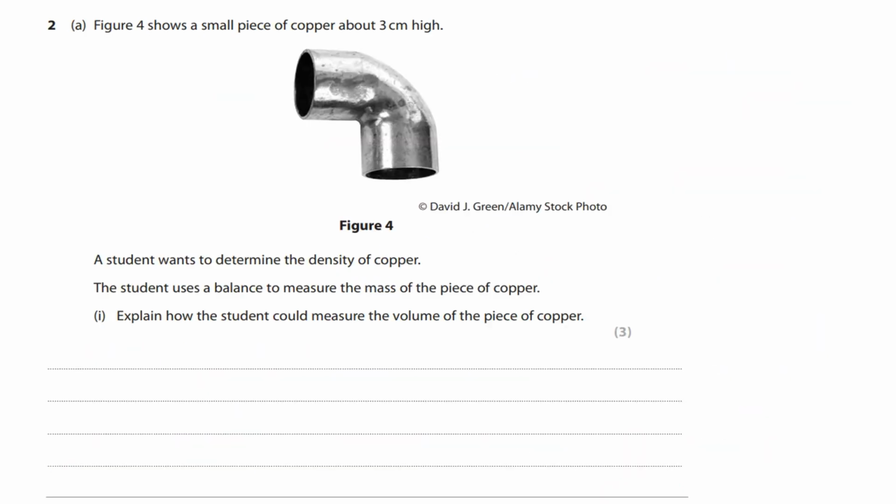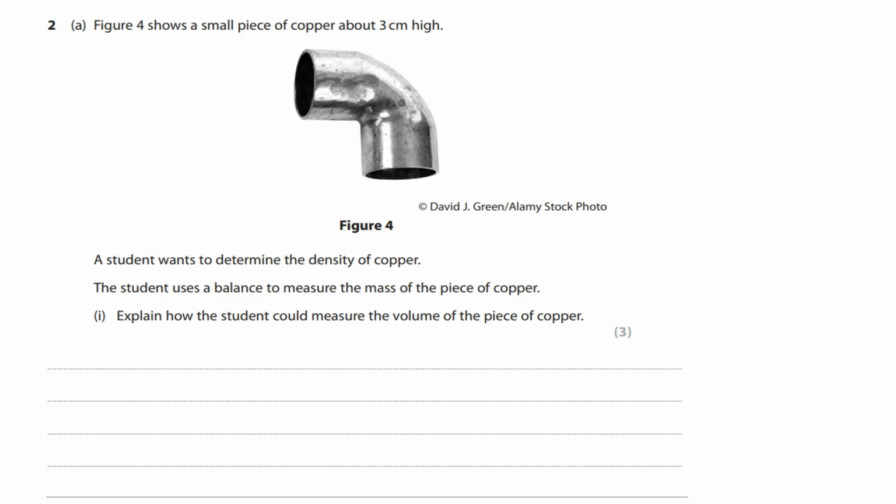So let's look at another question. Figure 4 shows a small piece of copper about 3 centimeters high. A student wants to determine the density of copper. The student uses a balance to measure the mass of the piece of copper. Explain how the student could measure the volume of the piece of copper.